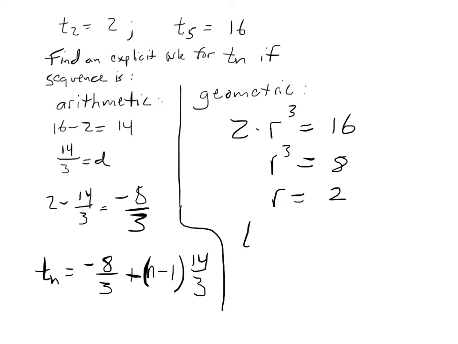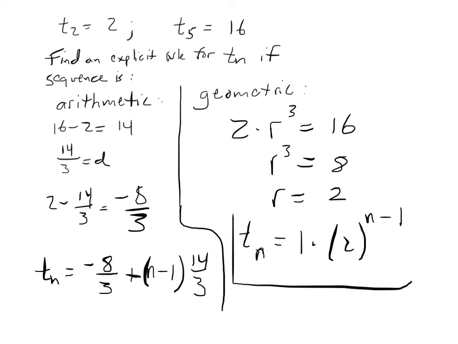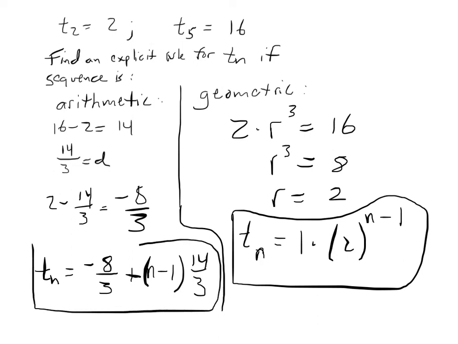So therefore my rule for the nth term is Tn equals the first term. Well, the first term would mean I'd have to take my second term, divide it by r to get to the first term. r is 2, so 1 times r, in this case 2, to the n minus 1. And so there's my explicit formula if the sequence were geometric, or if the sequence were arithmetic.